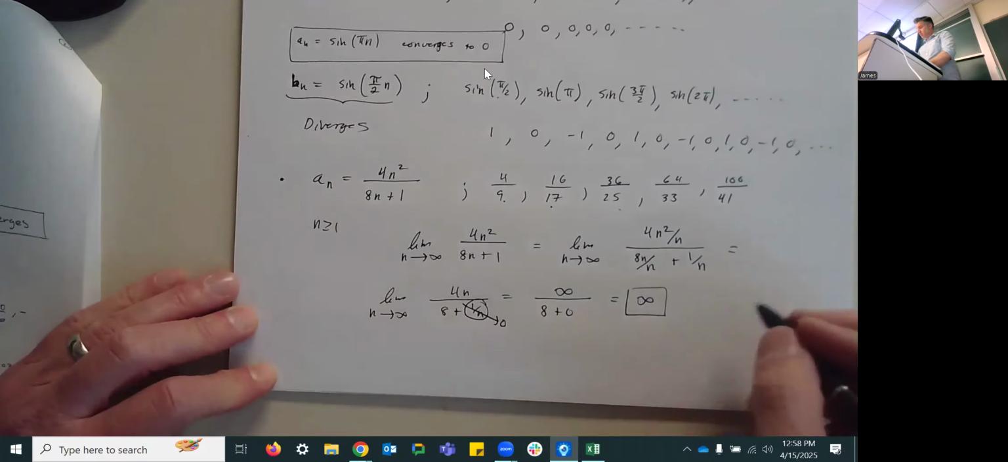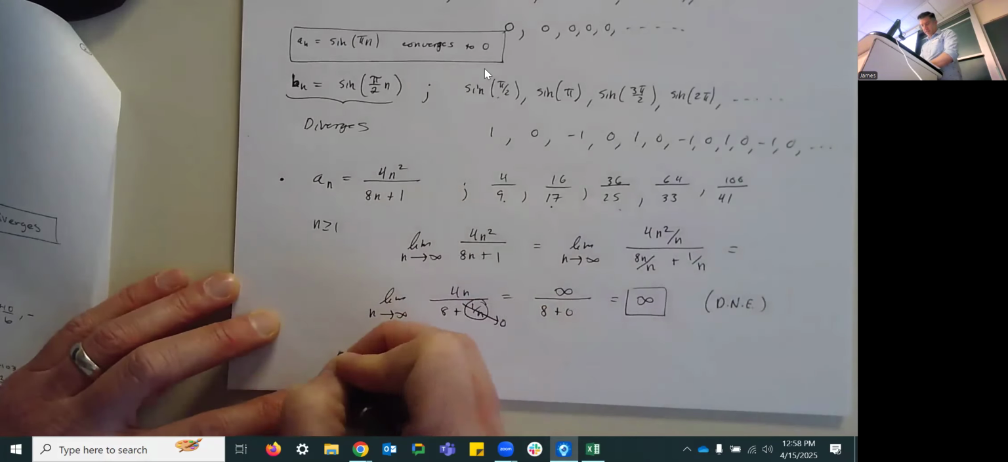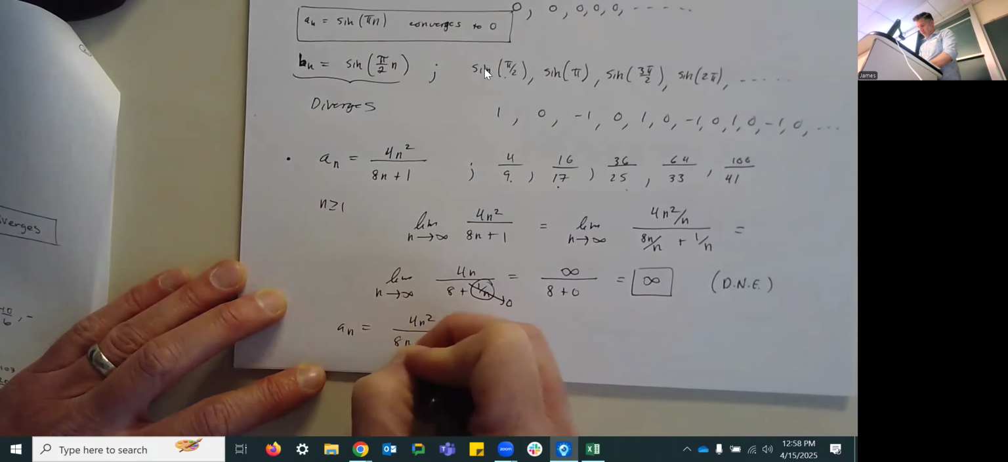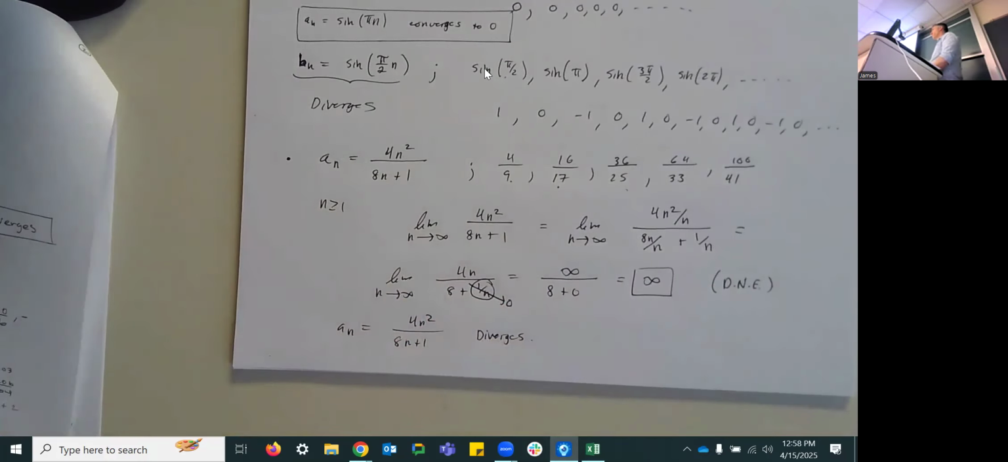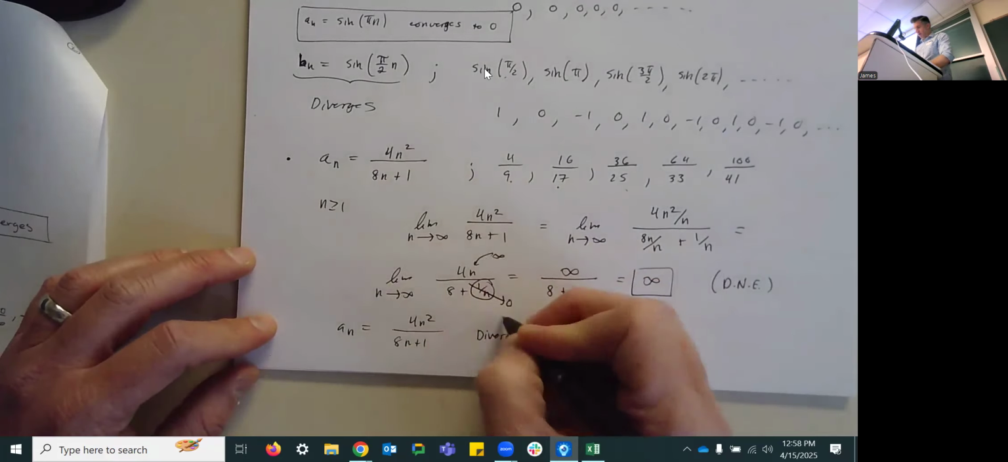Yes, so this limit does not exist, meaning that our sequence a sub n equal to 4n squared over 8n plus 1 diverges. Yeah. So when you have any value multiplied by n after solving, it's just infinity, if you're taking the limit as n goes to infinity, which we are when it comes to sequences. Yes. Oh, because you're plugging in. I'm literally plugging in the infinity there and there.